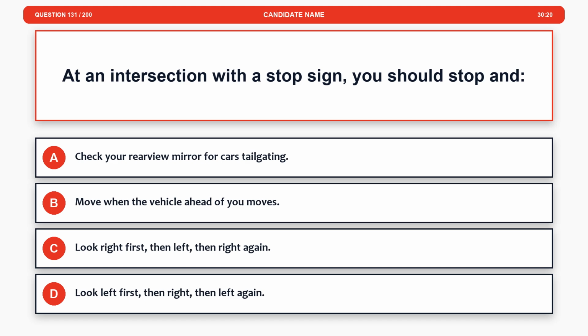Question 131. At an intersection with a stop sign, you should stop and: Option A, check your rearview mirror for cars tailgating. Option B, move when the vehicle ahead of you moves. Option C, look right first, then left, then right again. Option D, look left first, then right, then left again.